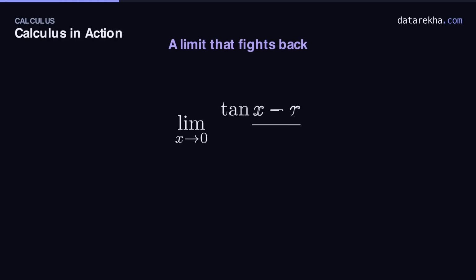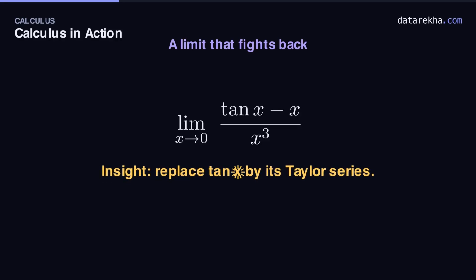Problem 1. The limit, as x goes to 0, of tan x minus x all over x cubed. Substitute 0, and you get nothing but 0 over 0. The classic dead end. You could reach for L'Hopital, but you'd have to differentiate 3 times, and it gets ugly fast. Here's the insight. Near 0, tan x isn't mysterious.